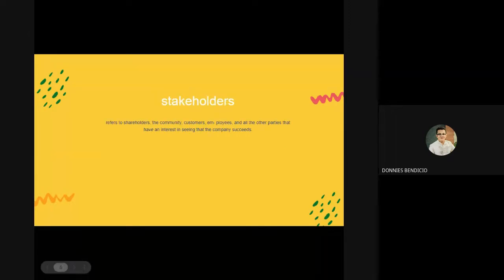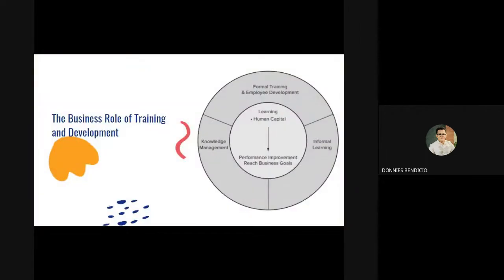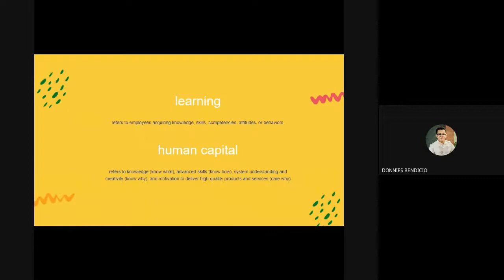Okay, so we also have stakeholders who refer to some community or customers as well, or clients that we have in our company, employees, and all other parties that have an interest in seeing that the company succeeds. Okay. So as you can see right here, this is a figure that shows the role of training and development for the business. So the overall goal of the training and development is learning. So now let us discuss this one by one.